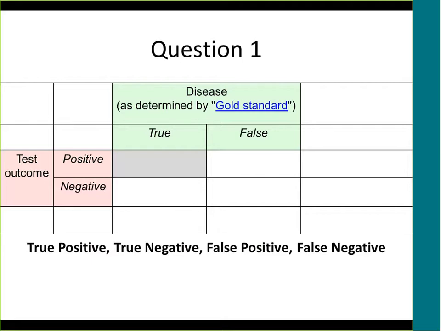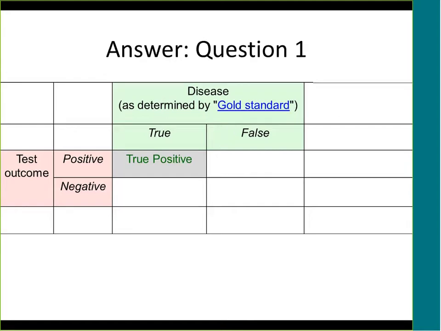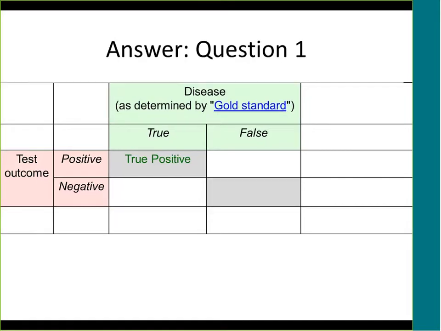So if we look at the first bin, which is the upper left box shaded in grey, I'm going to ask you the question. This bin will contain patients who have the disease who test positive for the disease. So the first question is, are these the true positives, the true negatives, the false positives, or the false negatives? And the answer to this question is these are the true positives. So these are patients with the disease who test positive for the disease.